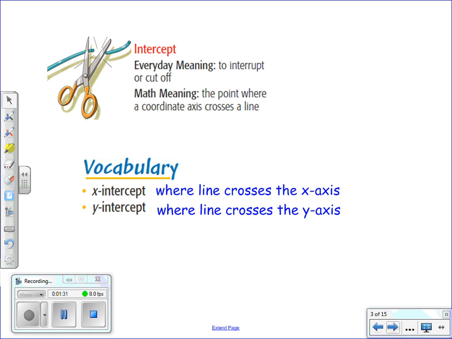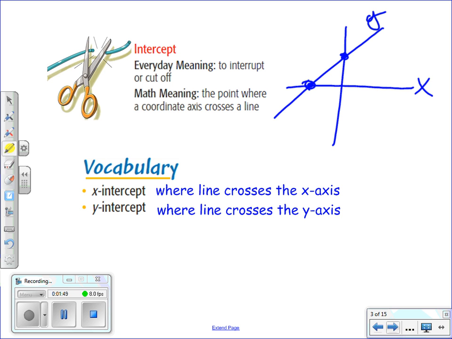In math, it's the point where a line crosses this axis and this axis, the x and the y axis. So our intercepts are going to be right here. Let's actually make a nice definition. The x-intercept is where the line crosses the x-axis. The y-intercept is where the line crosses the y-axis.